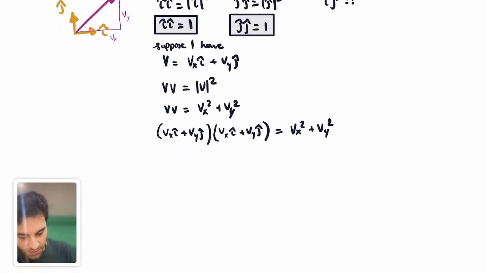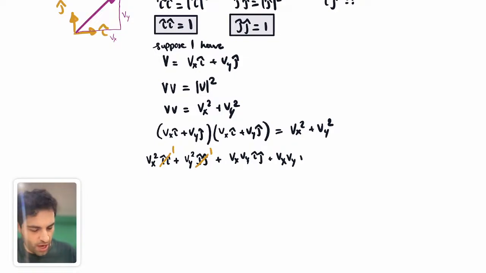Let's just roll with it. vx times vx, or vx squared, i times i. Everyone got that? Then I've got vy squared, j times j. That's all well and good. And we know i times i is 1, we've already found that out, and j times j is just 1. We already know that, yes? What else have we got? The other term we have is vx vy ij, and then another term is vx vy ji. And that equals vx squared plus vy squared.